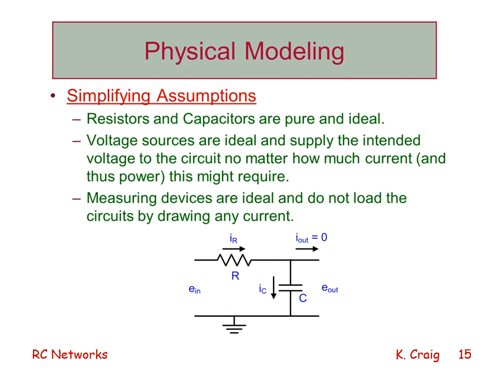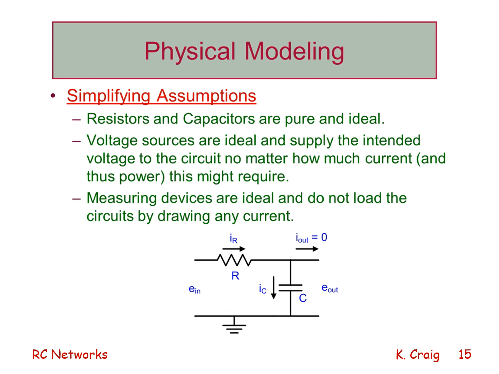First, I create a physical model of this RC circuit. And the first step is to use engineering judgment and apply simplifying assumptions. I will assume the resistors and capacitors are pure, only have the attribute for which they are named, and ideal, meaning linear. The voltage sources are ideal and supply the intended voltage to the circuit, no matter how much current, and thus power, this might require. And the measuring devices are ideal and do not load the circuits by drawing any current.